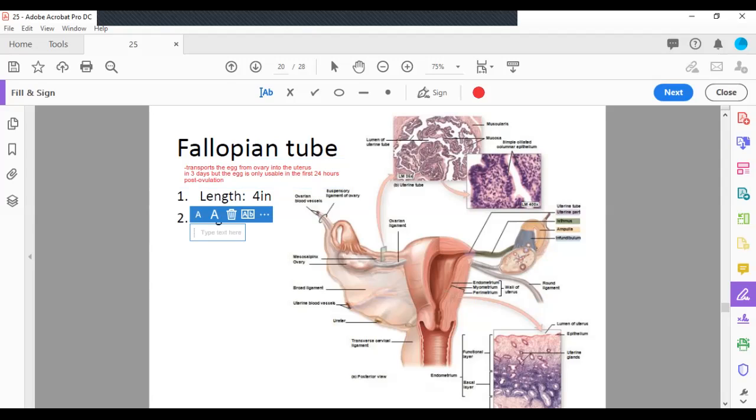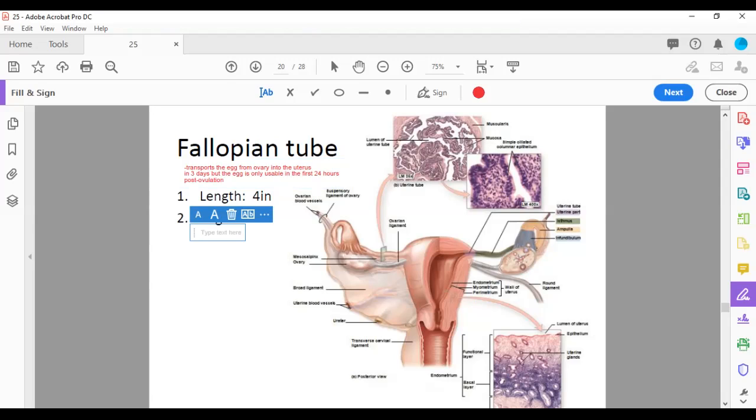So there are going to be 4 regions. We are going to begin with the proximal region, moving on to distal, using the ovary as the point of reference. First, the first region is going to be called the infundibulum, with fimbriae. Now, what exactly are fimbriae? Fimbriae are finger-like structures.